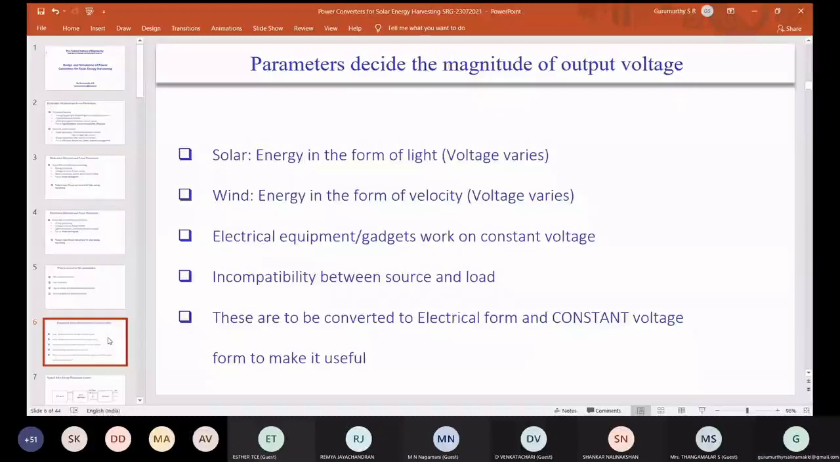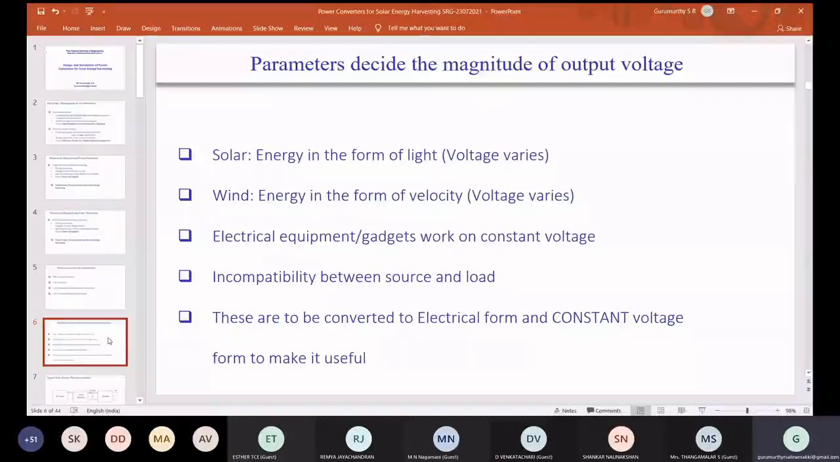So we are going to discuss solar energy harvesting. We have solar energy in the form of light. Energy is available in the form of light, which comes from the sun. So light is the source of energy, that is solar. Wind, the energy in the form of velocity of the wind. And tidal energy, that is the energy stored in the waves, tidal waves and things like that.